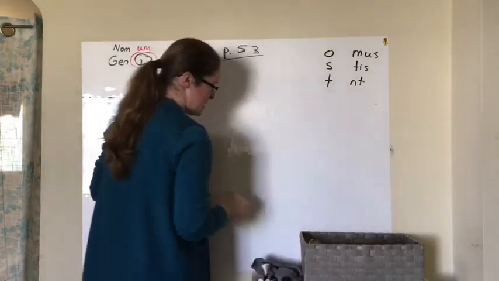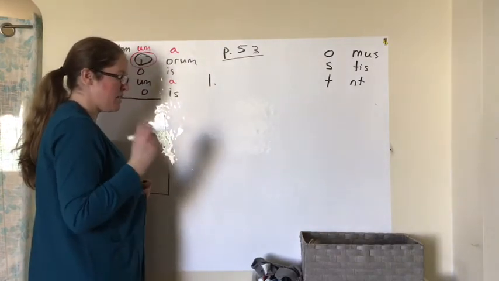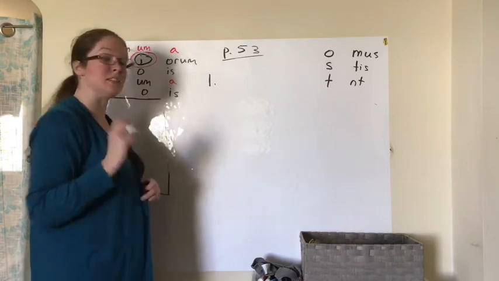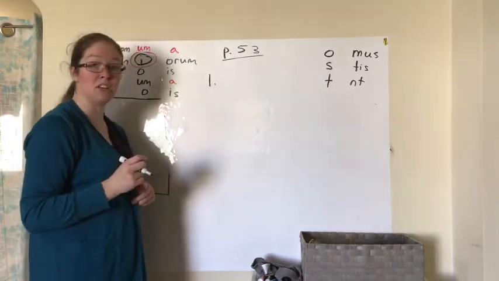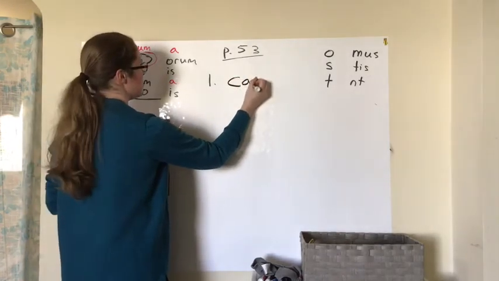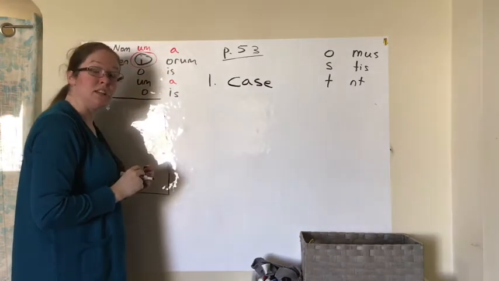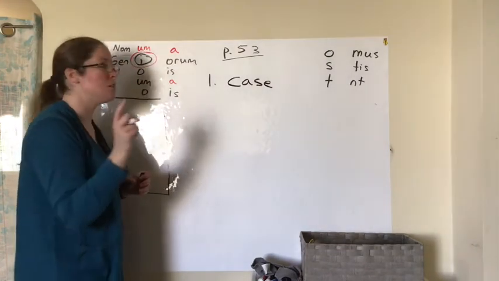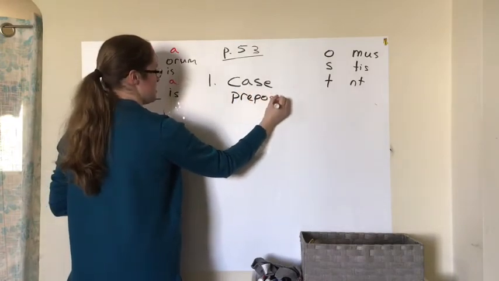So it says, in Latin, the blank of the noun allows us to need fewer of those little words. So what of the noun allows us to need fewer words? The case of a noun allows us to need fewer of those little words called, we just named them, prepositions.